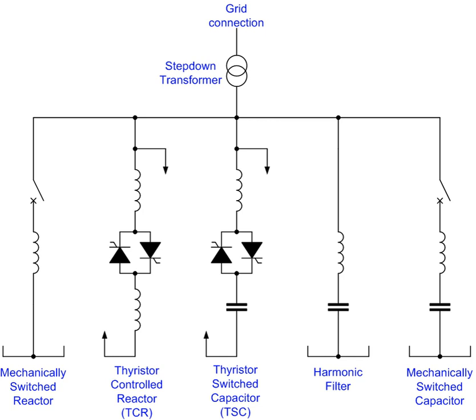Prior to the invention of the SVC, power factor compensation was the preserve of large rotating machines such as synchronous condensers or switched capacitor banks. The SVC is an automated impedance matching device, designed to bring the system closer to unity power factor.